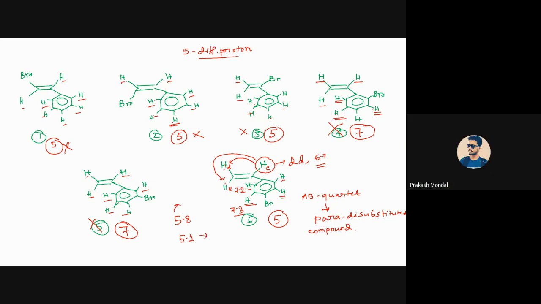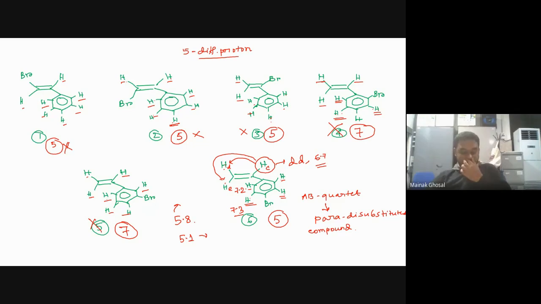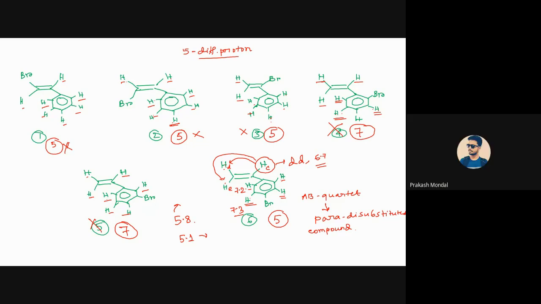HE is 5.8 due to trans coupling. Due to trans coupling, this delta will be high. Yes, sir? Which one are you telling? HD. HE, H is 5.8, which is trans to C. Yes, sir.